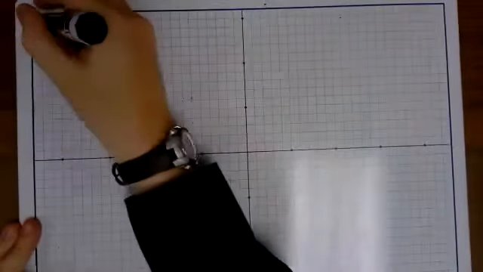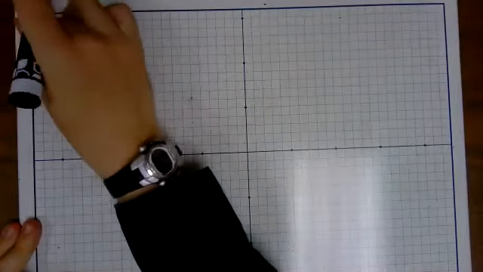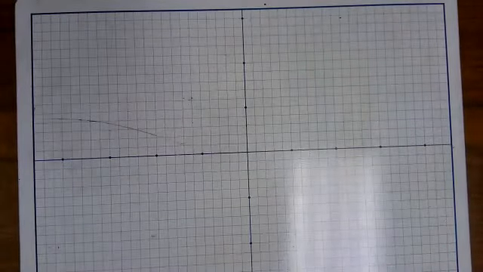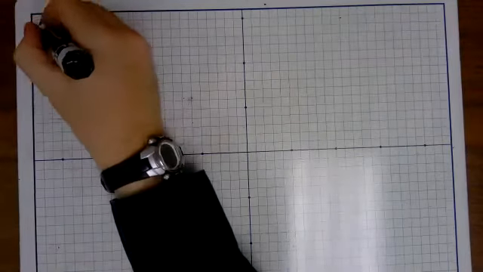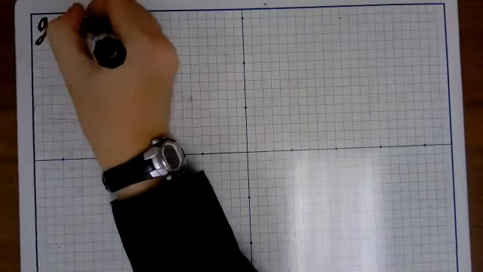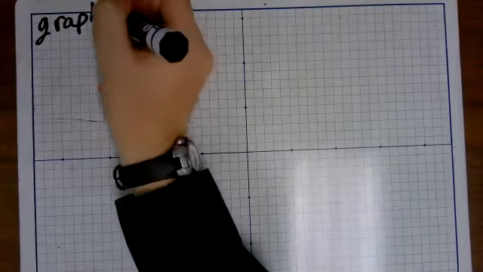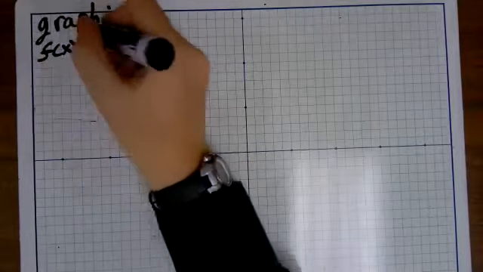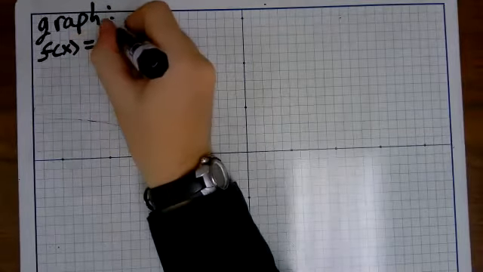For this one, instead of going through this entire system and looking at how it works, I'm just going to skip straight to the graph. Let's graph f of x equals.